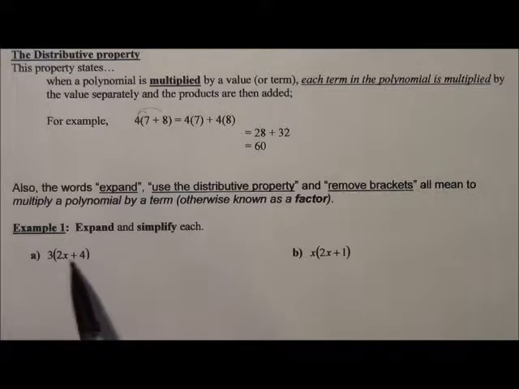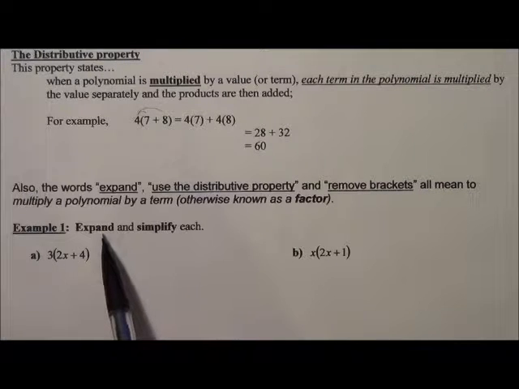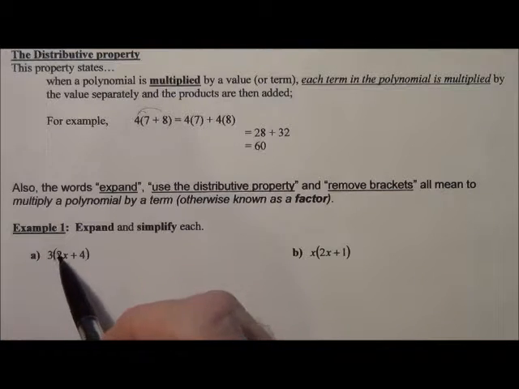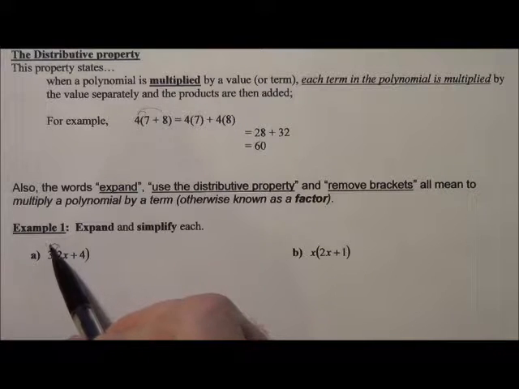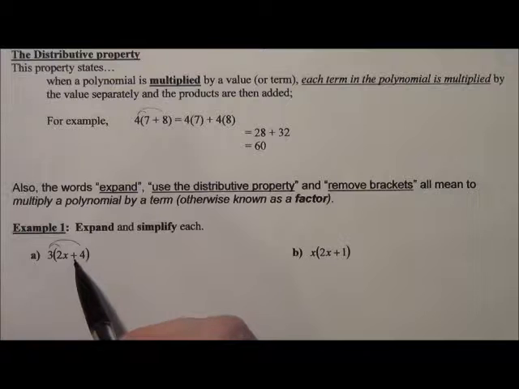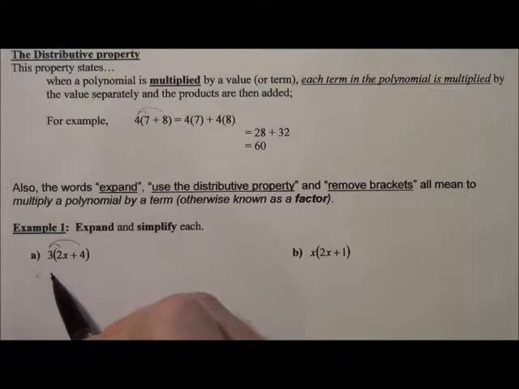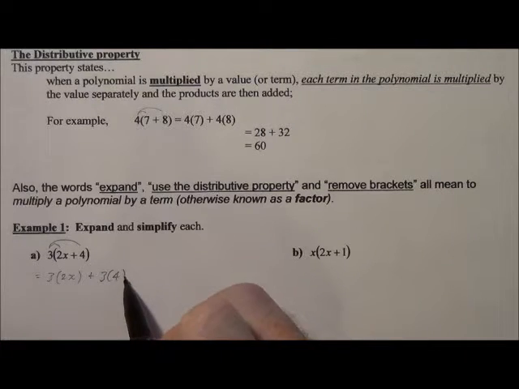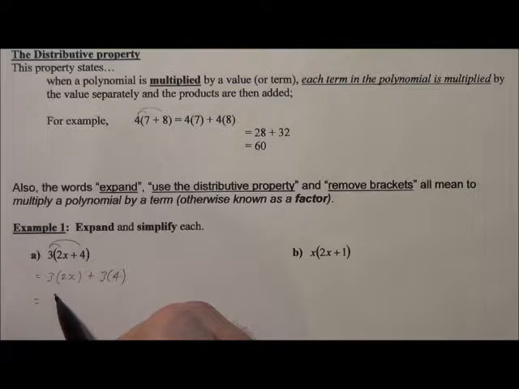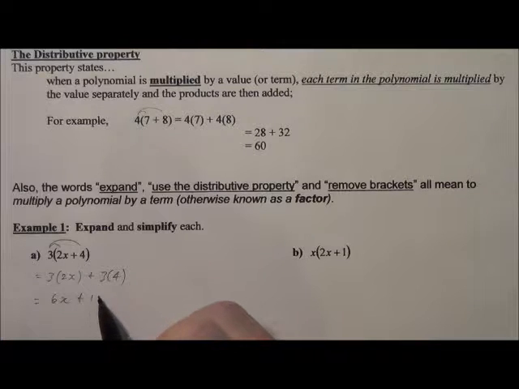Okay, so the first example, we've got 3 times 2x plus 4. We're going to expand and simplify. So in this case, because there's no operational sign between the 3 and the bracket, we're going to do 3 times 2x and 3 times 4, and we're going to keep that sign. So that gives us 3 times 2x plus 3 times 4, which gives us 6x plus 12.